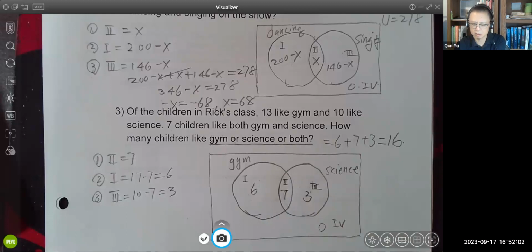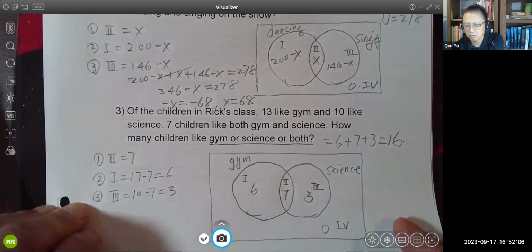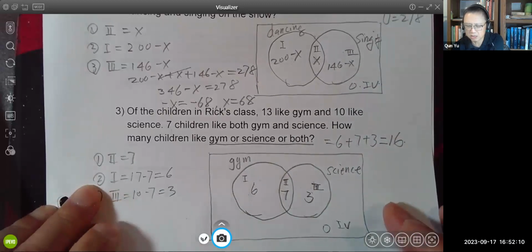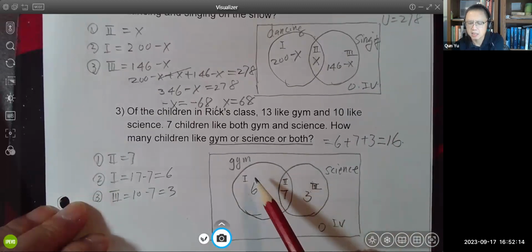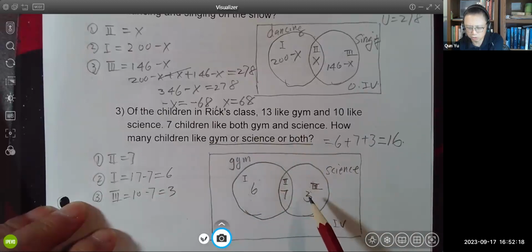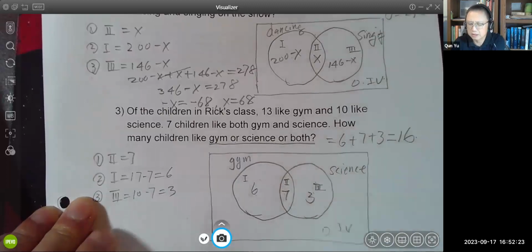Maybe they like both. How many children in his class? We don't touch that question because that question is irrelevant. We only look at children who like at least one of these two areas. Okay, let's move on to the next one.